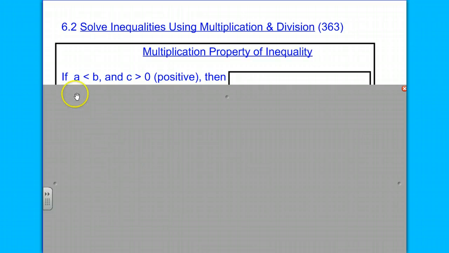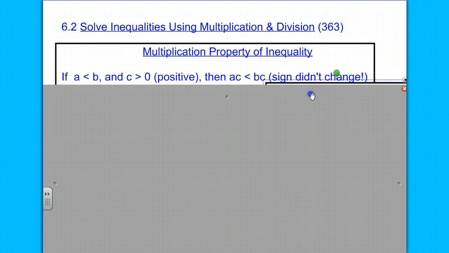Okay? So if A is less than B and C is greater than 0, which means this factor is positive, then who can give me the rule, since we are going to be multiplying both sides? Sophia. Good. AC is then less than BC. The sign doesn't change, does it?